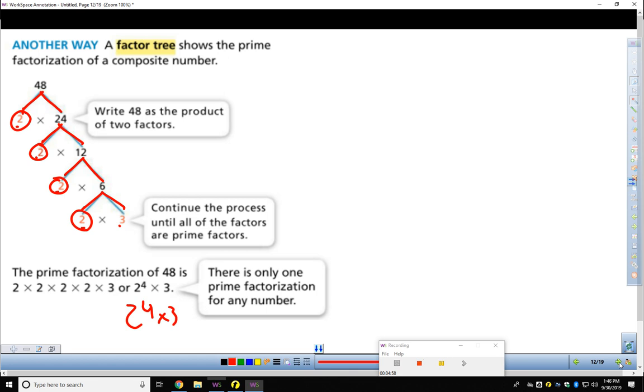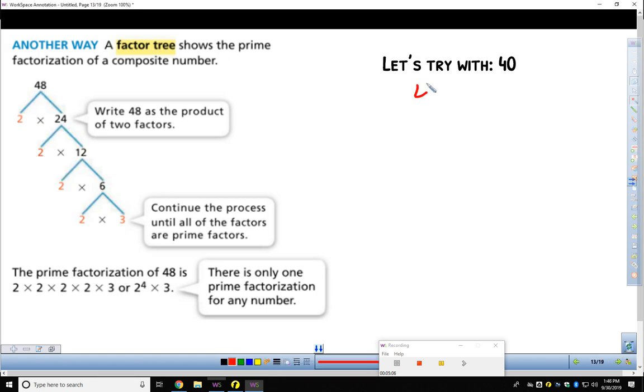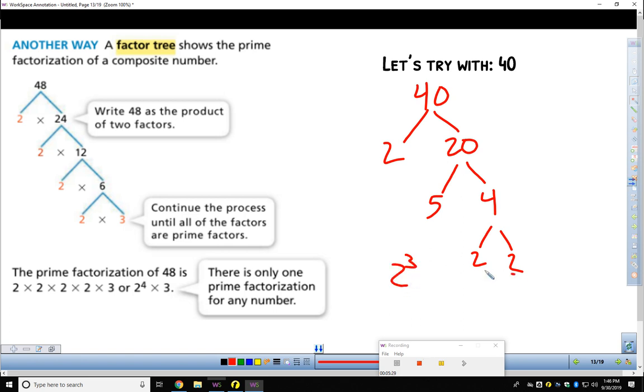Let's try this one with 40. 2 times 20. 5 times 4. 2 times 2. And so you'll notice 2 to the third power, 1, 2, 3 2s, times 5. Which, if we work the other direction, 2 to the third power, 2 times 2 is 4 times 2 is 8, times 5. Look at that. That must be the prime factorization.